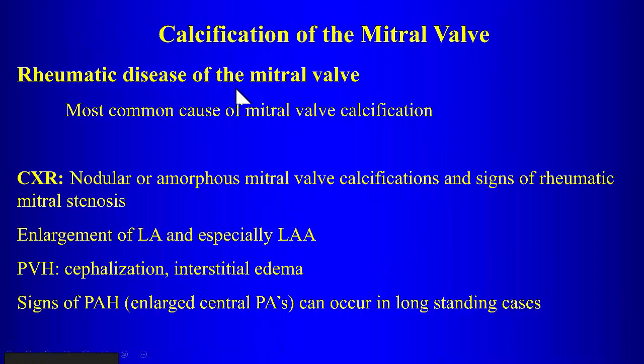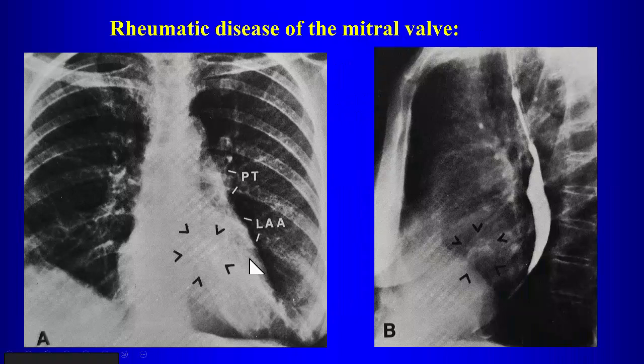So calcification of the mitral valve, the most common cause of that is rheumatic heart disease. And also mitral stenosis. Of course, the most common cause of that is rheumatic heart disease. So we can have nodular and amorphous calcification. If there is stenosis, you will see enlargement of the left atrium, especially the left atrial appendage, signs of obstruction of blood flow through the mitral valve, pulmonary venous hypertension, cephalization, interstitial edema. In later stages, you will have signs of secondary pulmonary artery hypertension and large central pulmonary arteries in the long-standing cases. So here's an example of somebody with calcification in the region of the mitral valve on the lateral view.